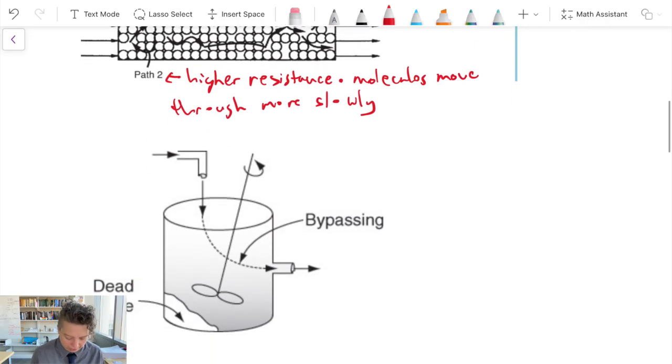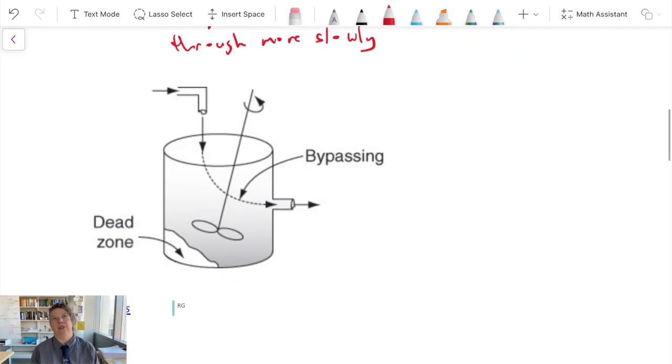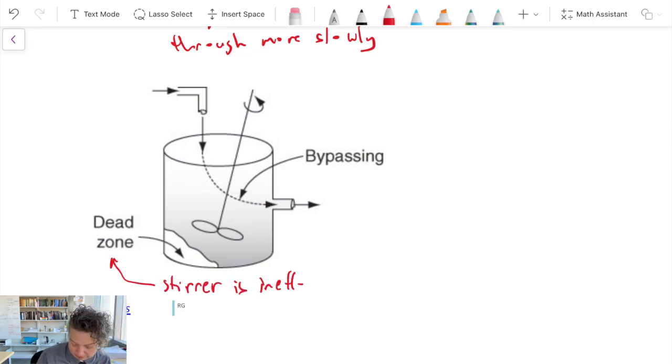In a tank reactor, so I'm going to show in a second that in a CSTR, even if you have perfect mixing, you have a residence time distribution, even in an ideal CSTR. But in a non-ideal tank reactor such as this one, you might have a dead zone. So the stirrer, for example, is unable to mix this material here. So the stirrer is ineffective at mixing this region.